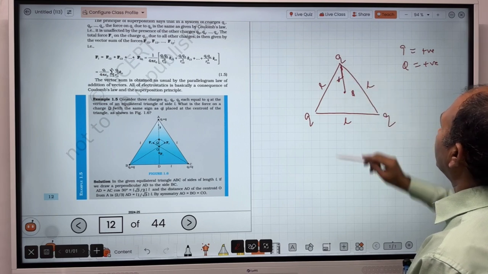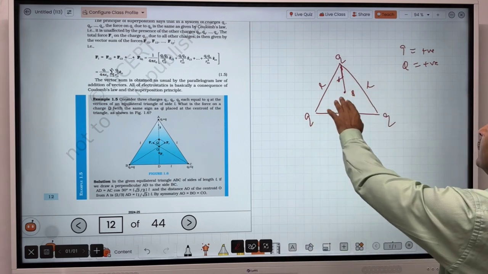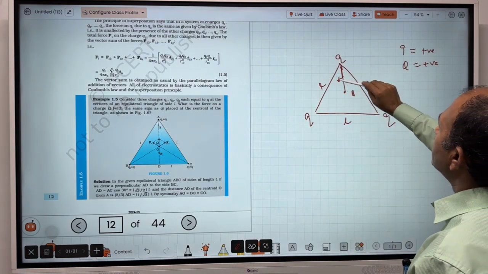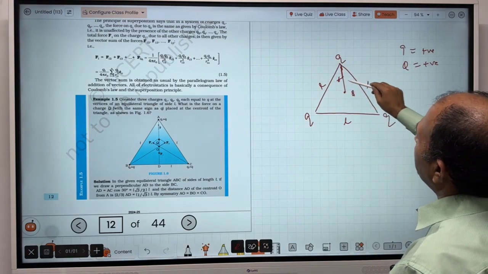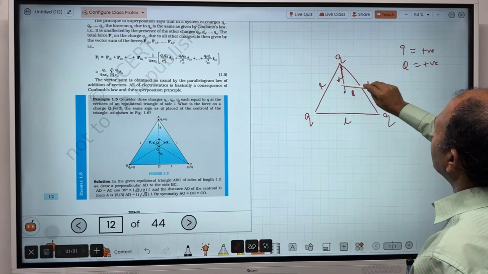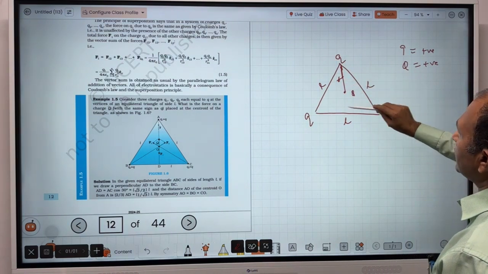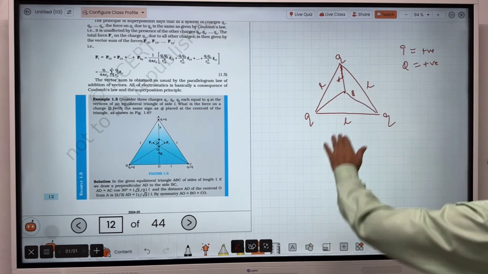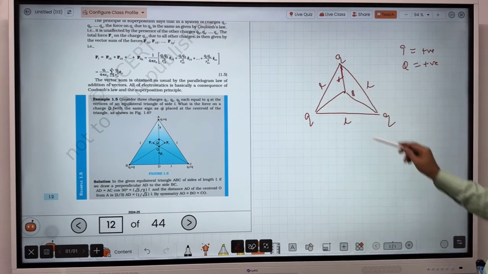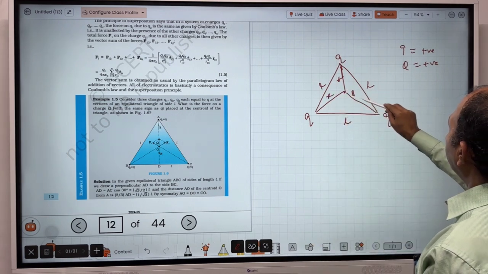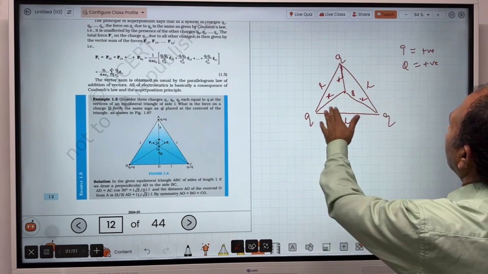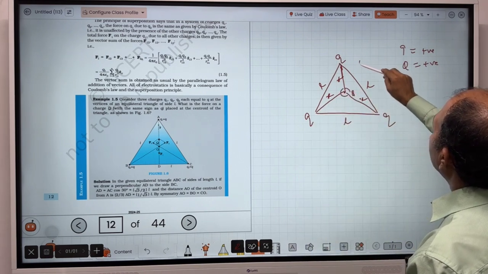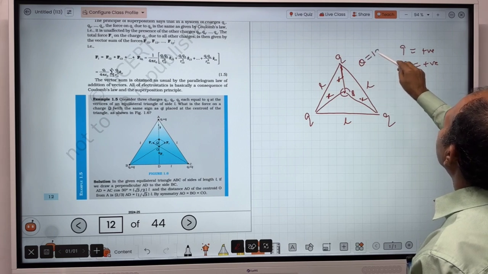Suppose this distance is x. Later on we will evaluate the value of x in terms of L, but here our concern is just to find the force, and as the force will be 0, why calculate that. So this distance is x, this distance is also x, and this distance will also be x because this is the position of the centroid. And if you find these angles, you will see that theta in each case will be 120 degrees.